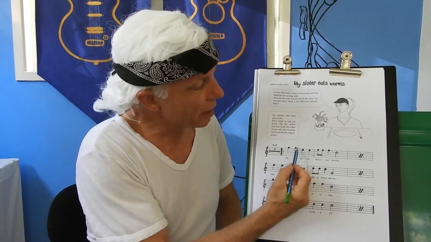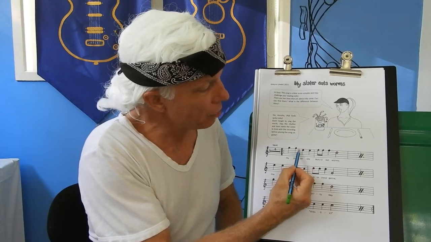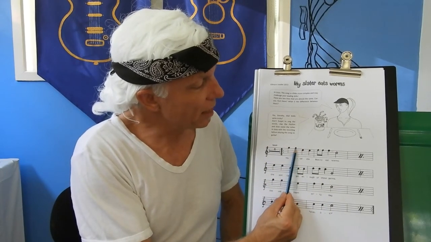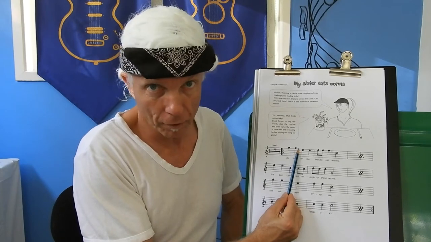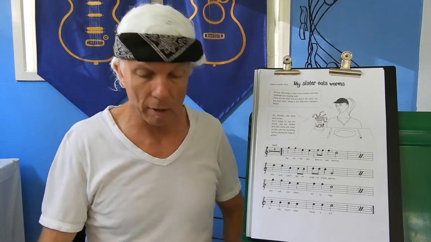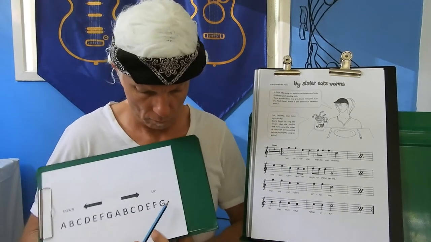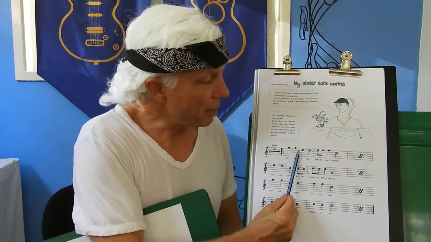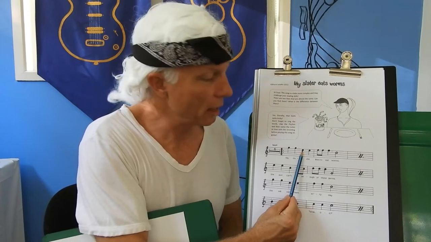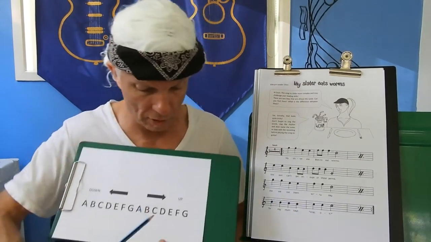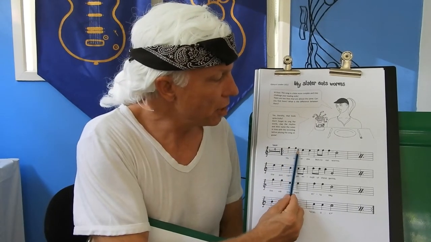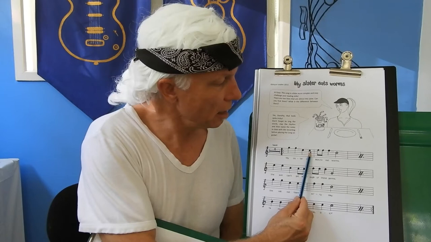Now, what I've done here is I've put in an imaginary note. So this imaginary note is only a step down from G. So a step down from G is F. We're skipping F and we're going to our next lowest note, the step lower than F, which is of course E. So we have G, G, E, E.